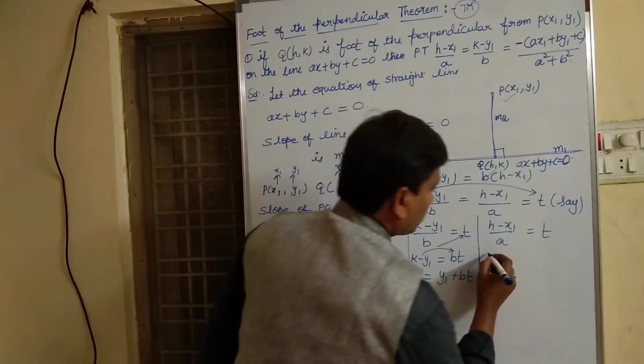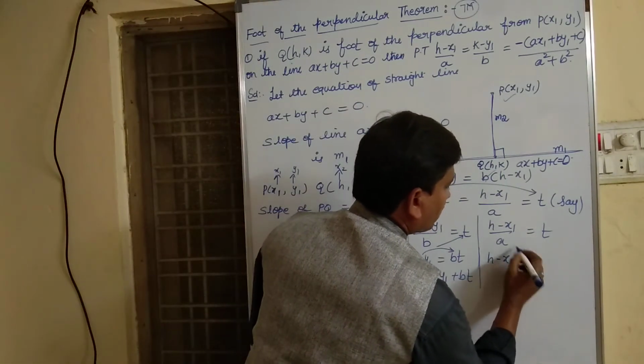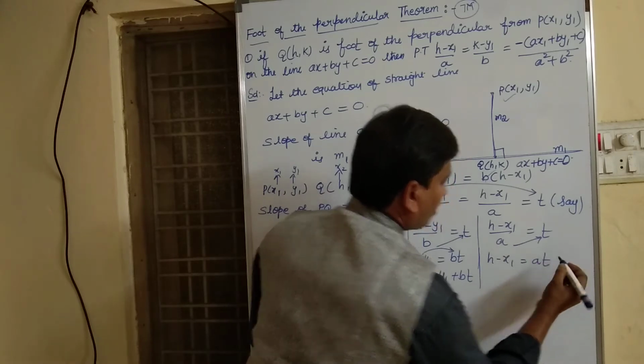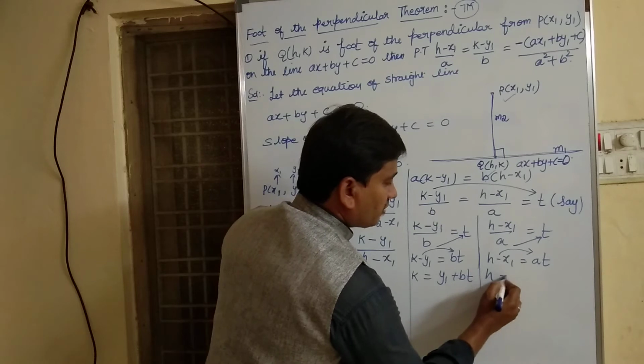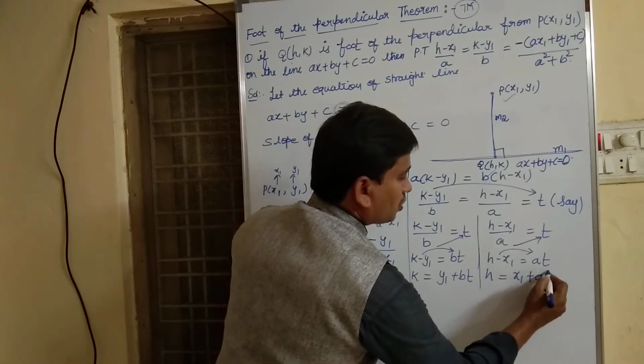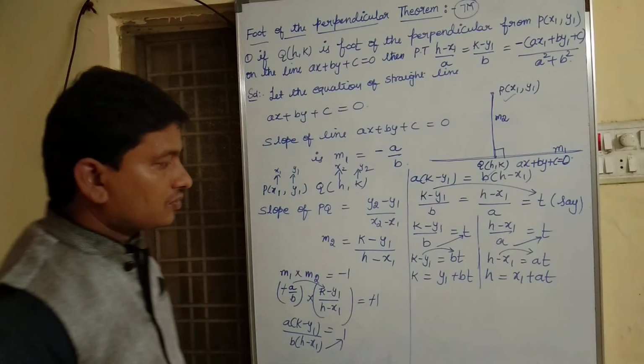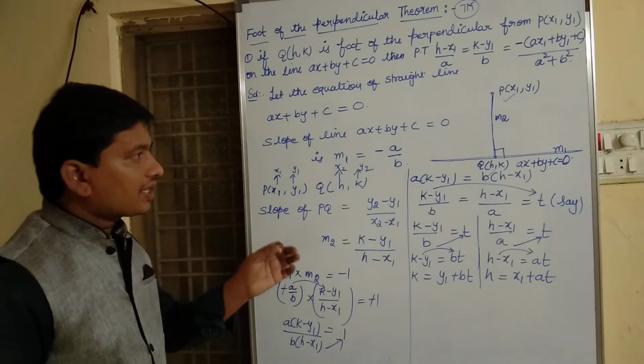Similarly, h minus x1 is equal to a into t, at. So this is minus x1, children. If you transpose, it will become plus x1. h is equal to x1 plus at. So we got h and k.